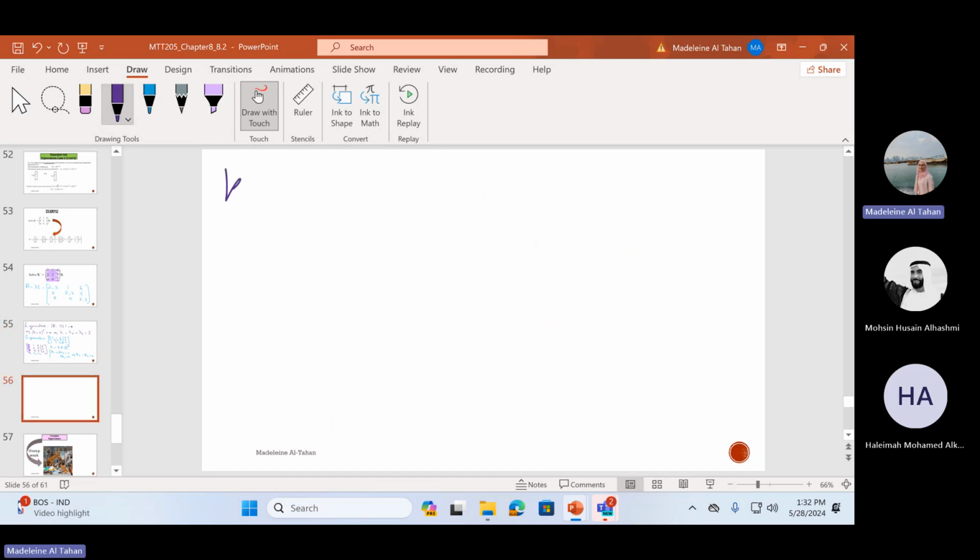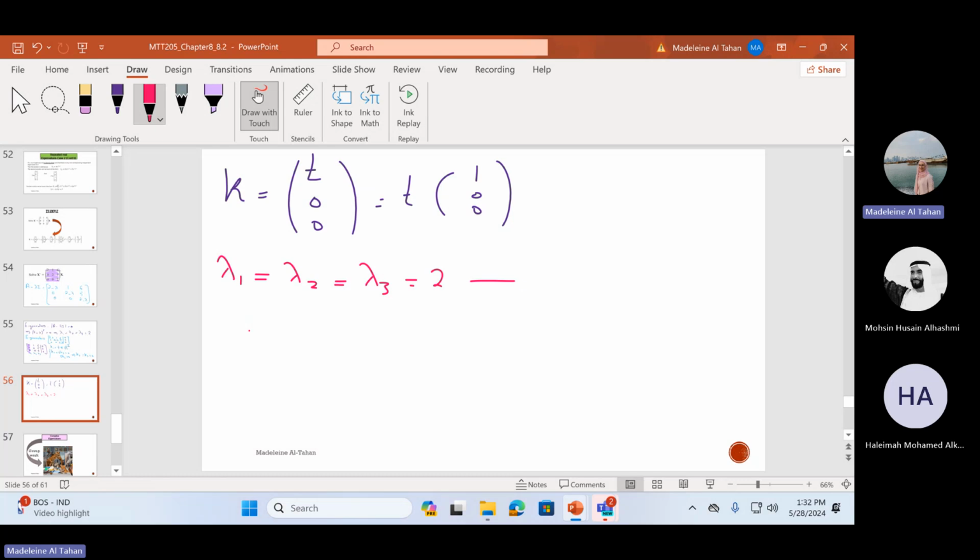What will we get here? K times T, 0, 0. We can take T in common. So as a summary and analysis of what we did, the eigenvalue 1 has multiplicity 3. It gives only one independent eigenvector. How many solutions should we get? From this one, which solution? How many solutions?